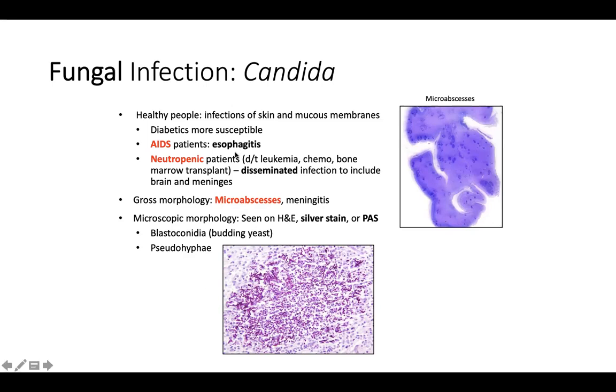So with AIDS, like esophagitis, neutropenic patients can be a disseminated infection. You can get microabscesses or meningitis, and you can see the branching formation and budding. So we know that's different. It doesn't look like a bacterial infection because we've got that branching, which does not happen with bacteria.